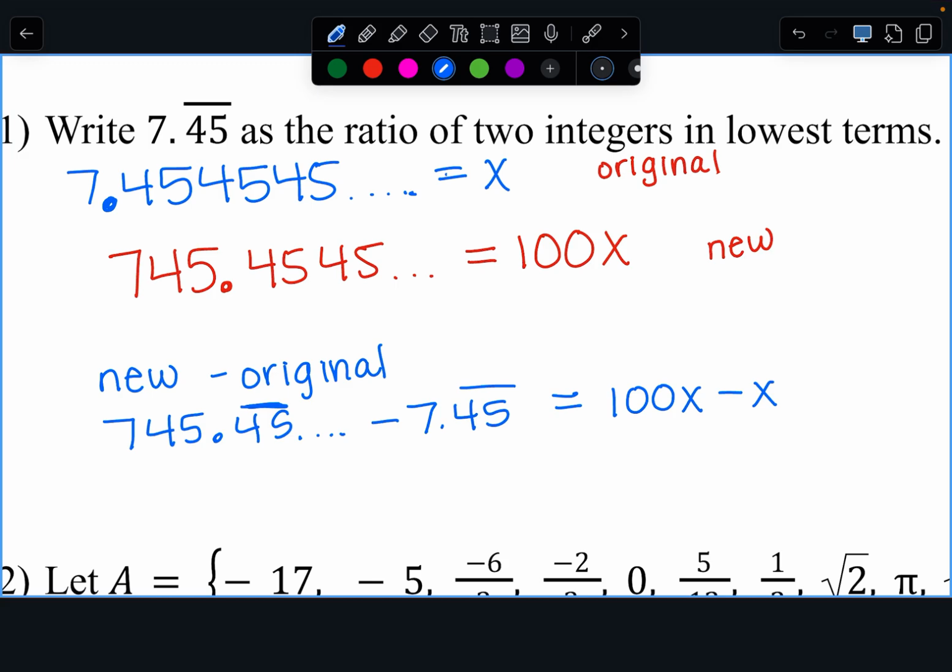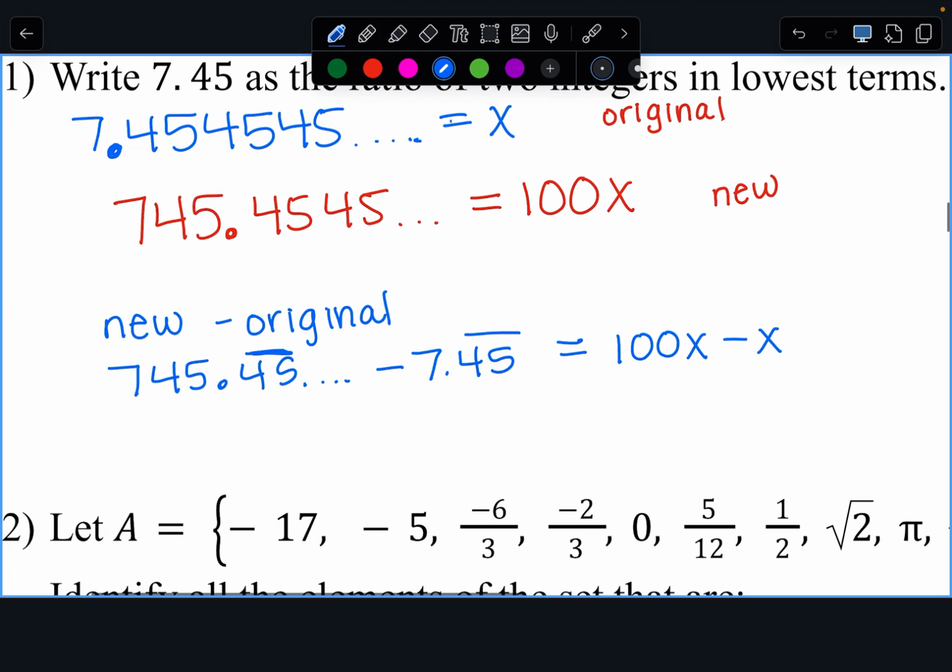Because that would get rid of my repeating decimal. Both of them have 4545454545 repeating. And when I subtract them, it gets rid of all of those repeating things. So essentially what we're doing is 745 minus 7, because the 45454545 stuff after the decimal goes away. So that would be 738 equals 99x, because 100x minus 1x is 99x.